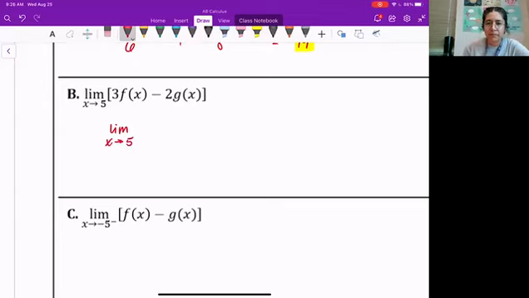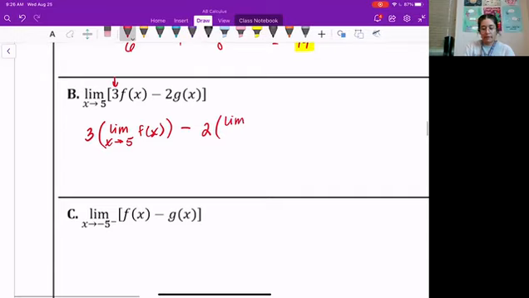Okay, I want to make this as simple as possible. I just want to have a limit and a function together, nothing else really going on. But I can't ignore the fact that that 3 was there. So I'm going to pull it out in front and multiply that by whatever my limit value is going to be. Okay, and then I'll do the same thing for my g of x. I'm subtracting. I can pull that 2 out to the front, and I'll find my limit as x approaches 5 for g of x. Okay, let's go look at the picture.